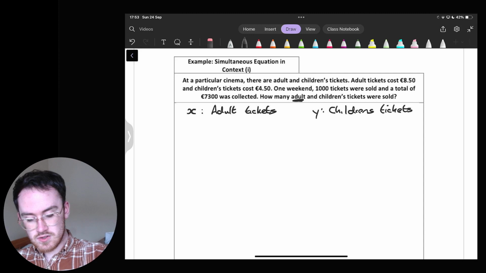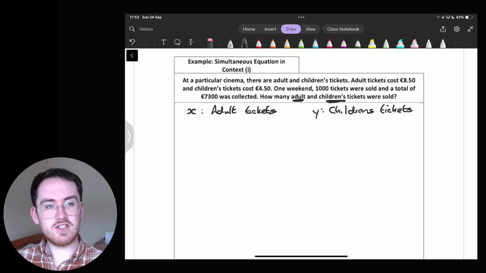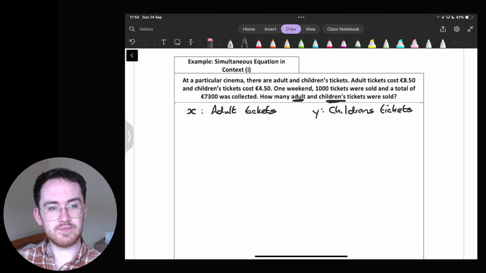So the unknowns, or the things we're looking for, are how many of each of these types of tickets were sold. And there is a difference between them, so we can't use the same letter for both, because we know there were 1,000 tickets sold, but they want to know specifically how many of each. So we have x for the adult, y for the children's. That's telling us nearly straight away that this is probably going to be a simultaneous equation. So I'm going to have to come up with two equations using x and y.